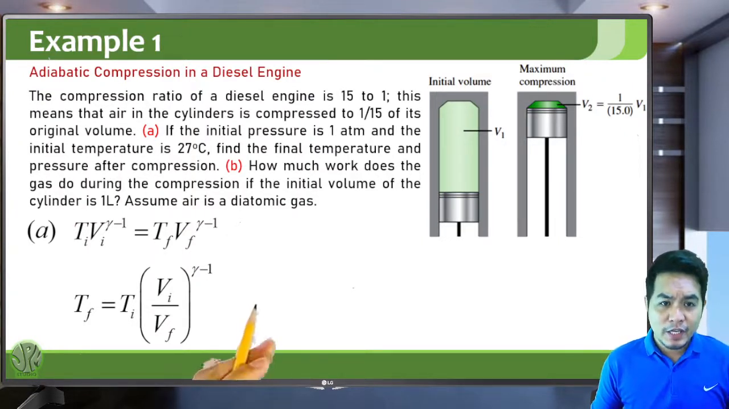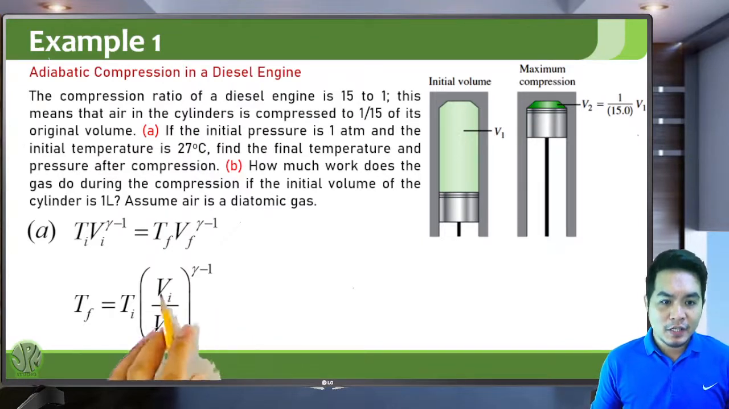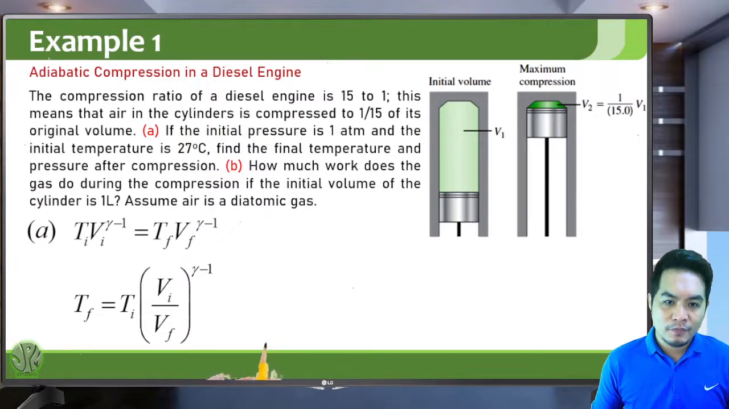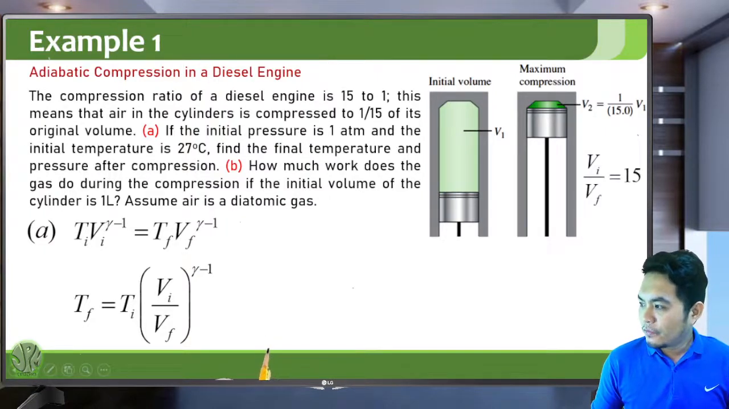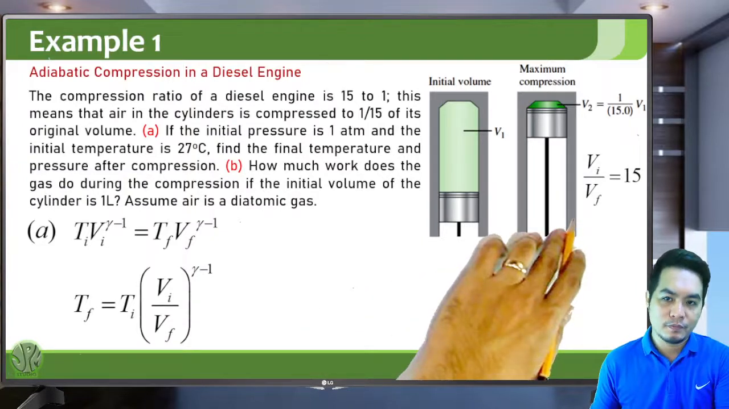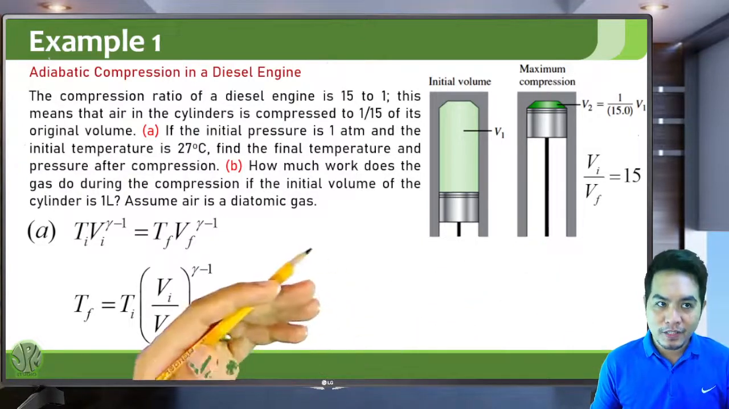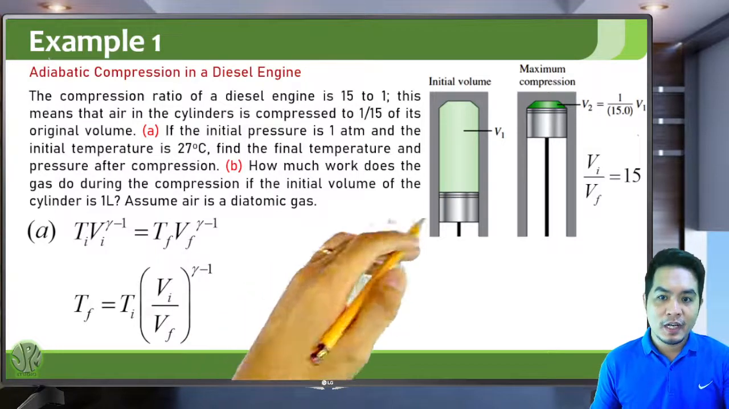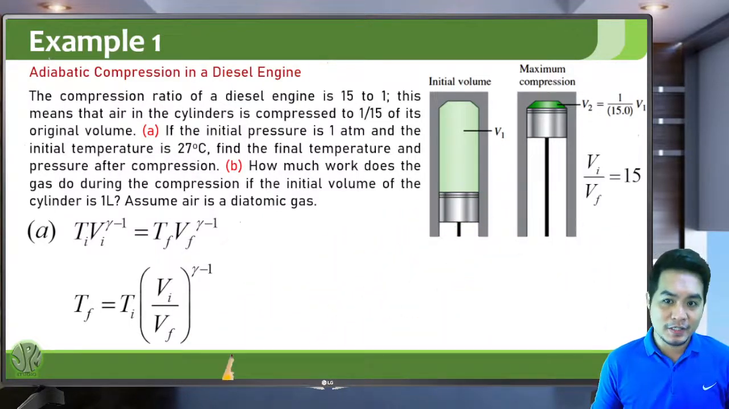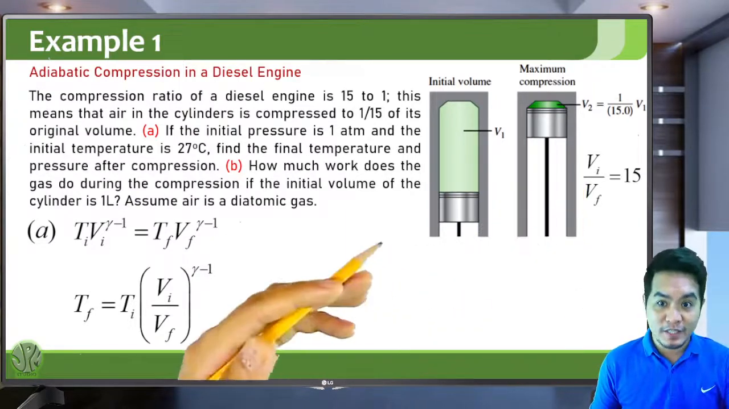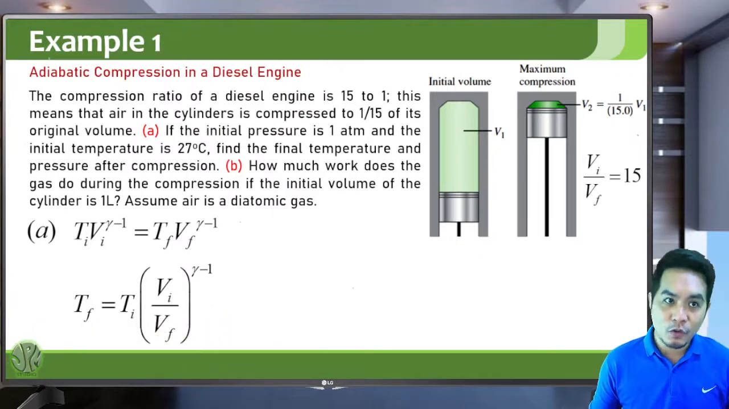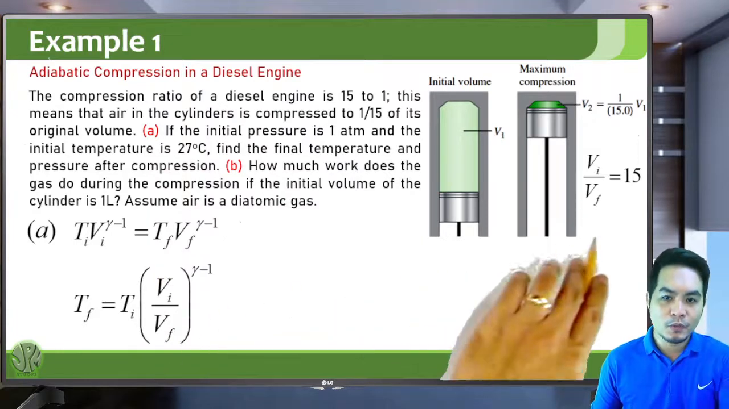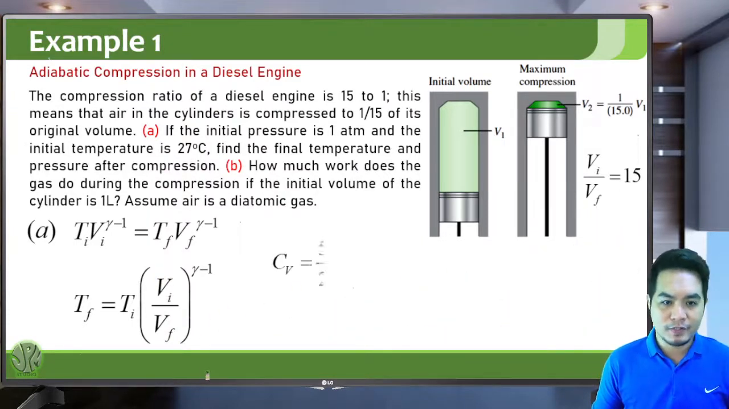So if, say, the initial volume is 15 liters, then the final volume is just 1 liter. So the ratio of V initial over V final is always 15. The compression ratio V final over Vi is 1 over 15, but Vi over V final is 15. So the initial volume is always 15 times the final volume, and the final volume is always 1 over 15 of the initial volume. So this ratio here is equal to 15 over 1, or 15.